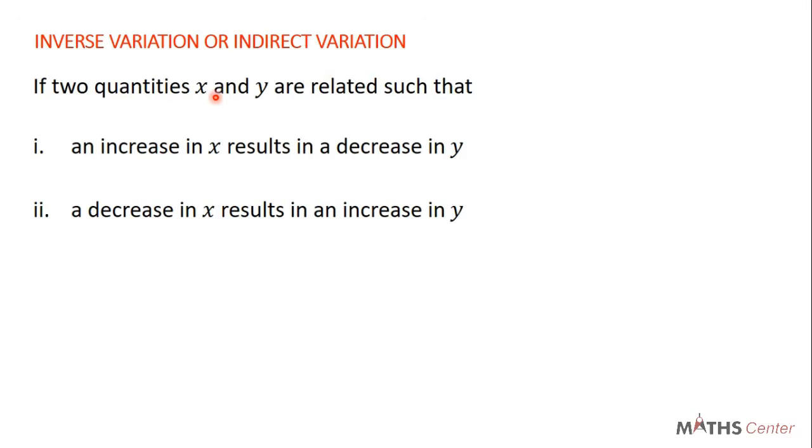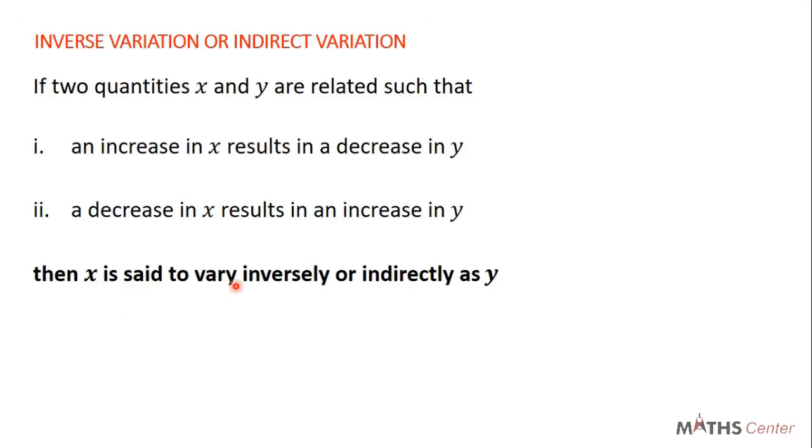If two quantities x and y are related such that an increase in x results in a decrease in y, and a decrease in x results in an increase in y, then x is said to vary inversely or indirectly as y. So if there is a connection between two quantities x and y such that as x increases, y decreases, and as x decreases, y increases, then x is said to vary inversely or indirectly as y.